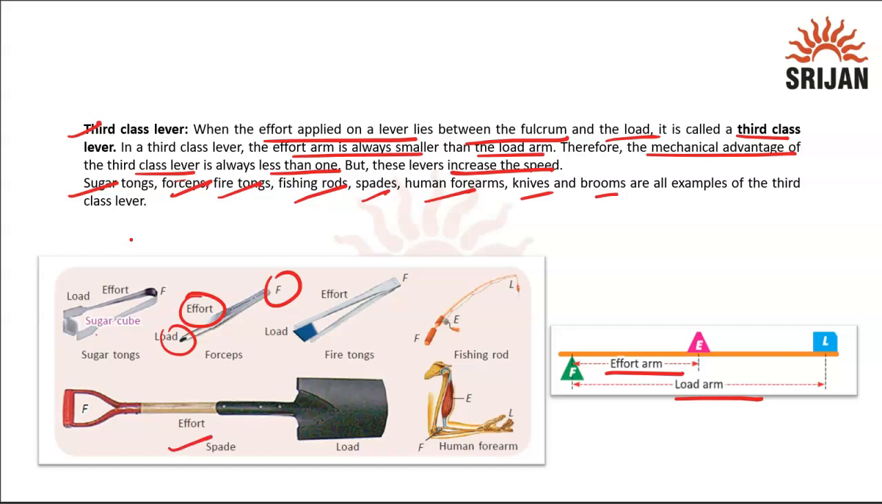Same with this spade also. And you can see the human arm also works on the same principle. Your effort is in your muscles, your load is in your hands when you are trying to lift something, and your fulcrum is again somewhere at one end. So whenever you are pulling something or picking something, you are utilizing the third class lever.